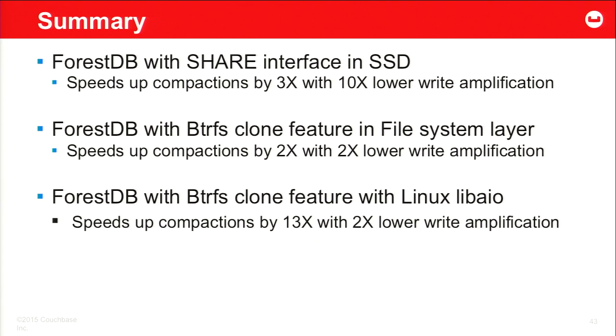So to quickly summarize, as Professor Lee presented, we have the share interface that speeds up compactions by 3 times with 10 times lower amplification. However, this requires synergistic cooperation between the APIs and the firmware or the open SSD modules that we saw. Then we saw the Btrfs clone feature, which speeds up compactions by 2 times with 2 times lower write amplification. And when you add in the Linux asynchronous library, you can have speedups of up to 13x with half the write amplification that you typically see in the normal vanilla version.